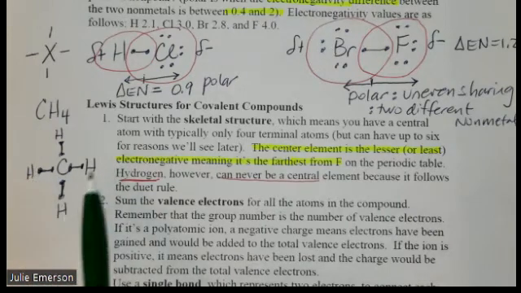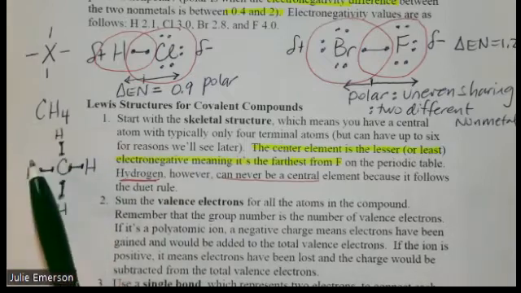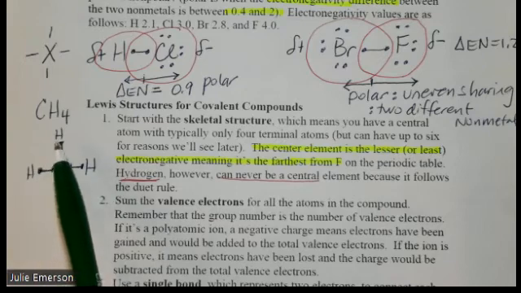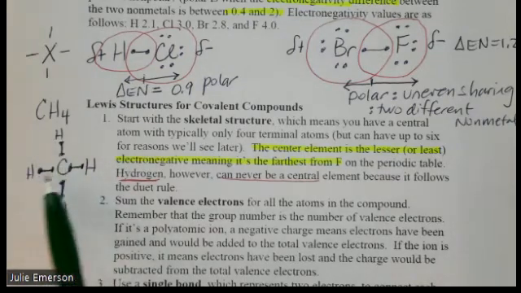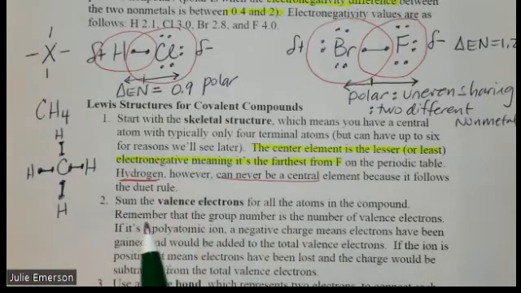Now, the terminal elements on the end, they don't bond together. Technically they do, but that doesn't come till organic. We won't worry about that now. So what we're going to always look at is the terminal attaching to the center, and that's it. So the next thing that we have to satisfy is the valence electrons, which are the important ones because they engage in the bonding.